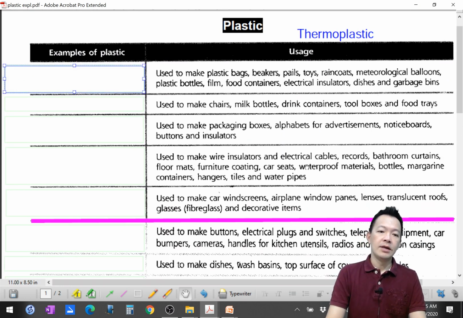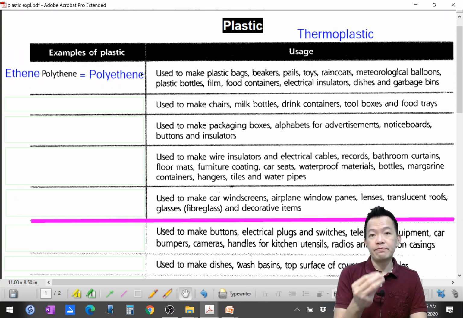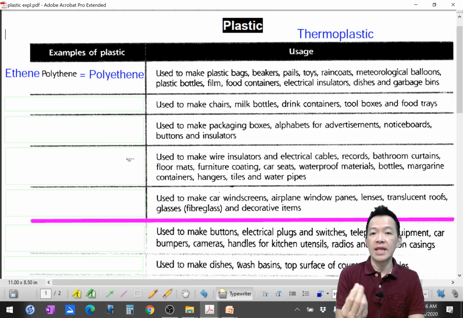The first type of plastic that's very famous: polythene. Or you can call it polyethylene. They are the same. 它的名字是一样的. So what is polyethylene? They are the same type of plastic, and their monomer is made up of what? Ethene. What's meant by ethene? A type of gas, the gas from petroleum.